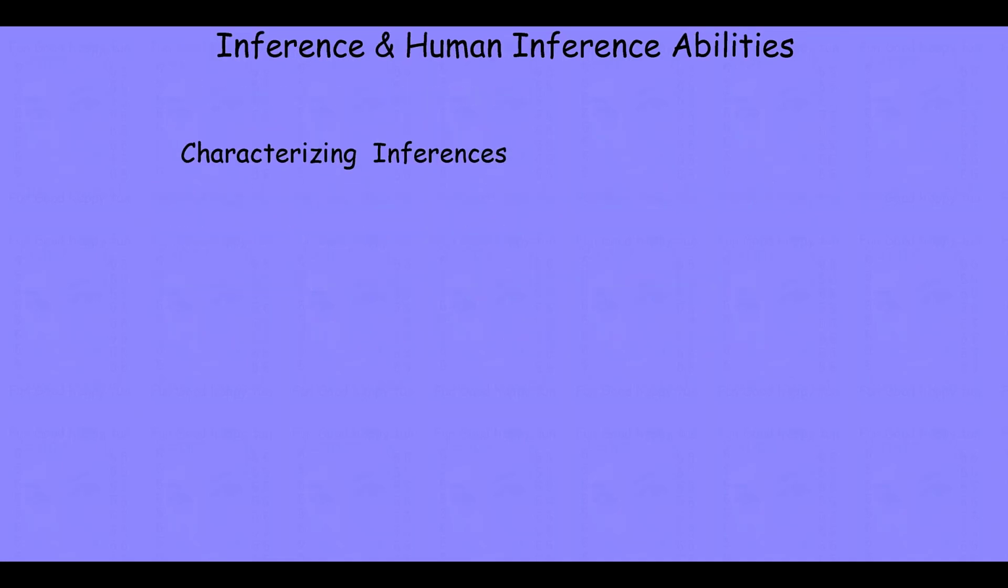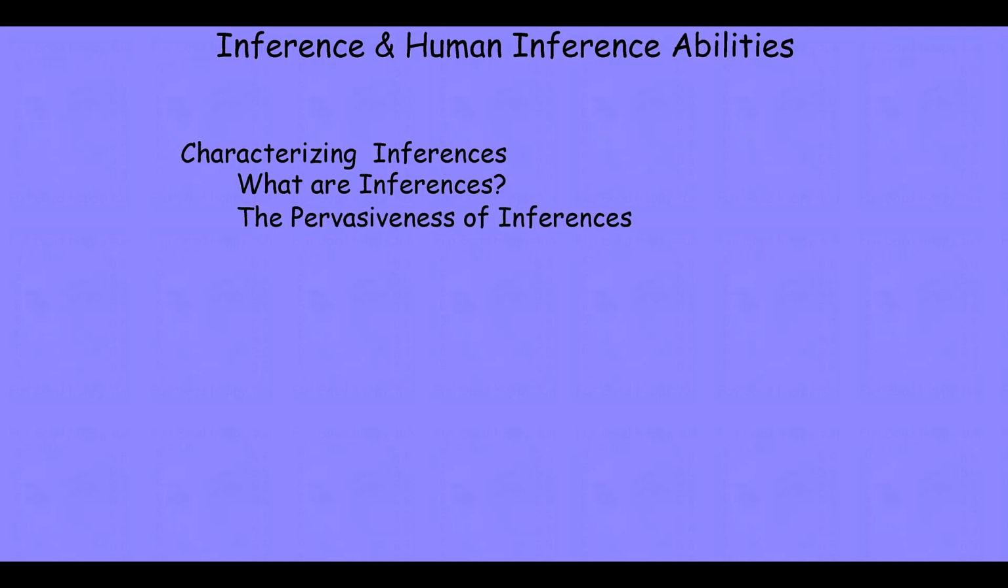So let's go to that first bullet point and focus in now on characterizing inferences. We're going to start by asking and answering a simple basic question. What are inferences? And our answer is going to be that inferences are transformations of information, psychological processes that transform information. Then I'm going to argue and suggest that inferences are so pervasive in our everyday lives that there isn't a conscious moment where we're not, at some level, consciously, unconsciously, semi-consciously making inferences.